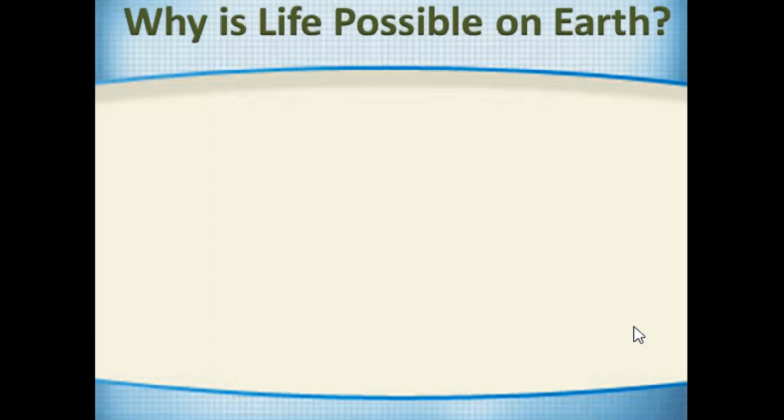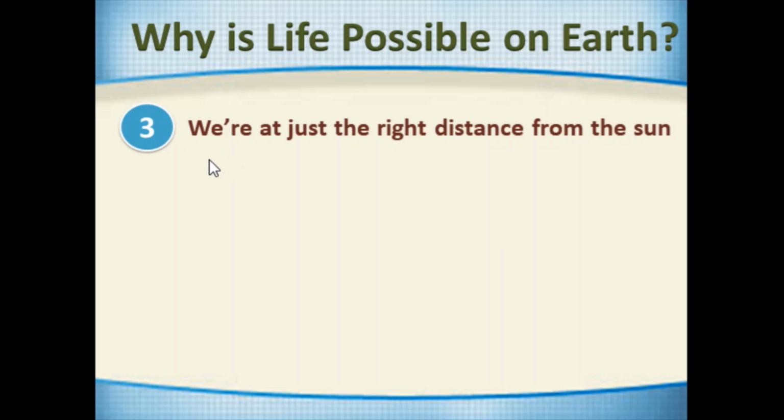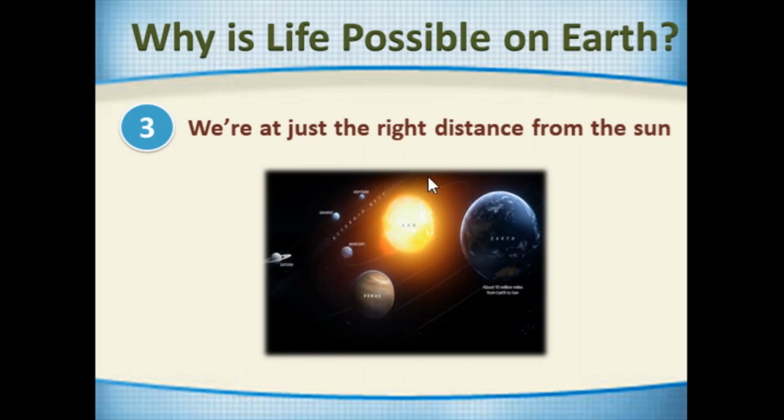Third, why is life possible on Earth? Because we're at just the right distance from the sun. Can you read it by yourself? Okay, that means we are not too near the sun. We are also not too far from the sun. In short, not too near, not too far, but just at the right distance. That is why life is possible here on Earth. That's the third point of researchers.